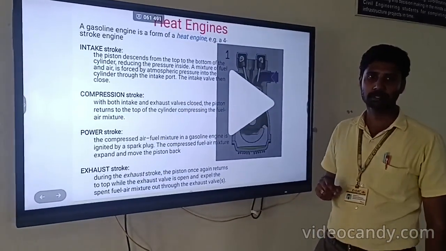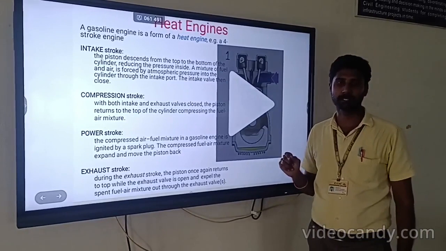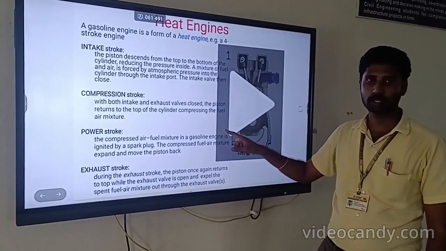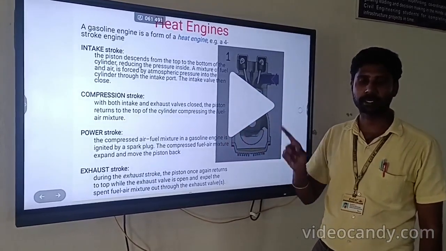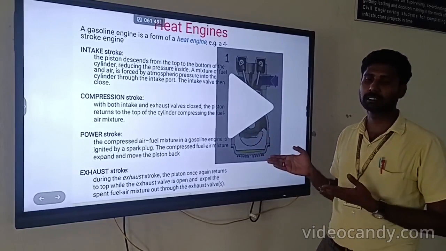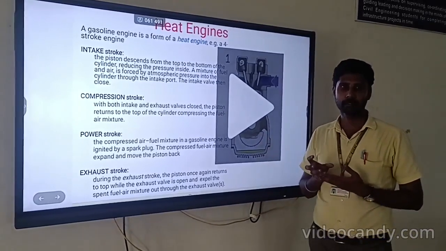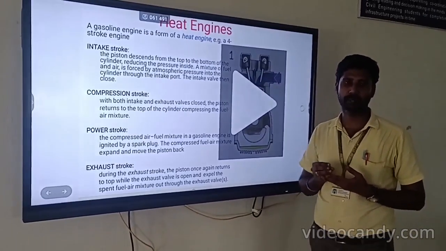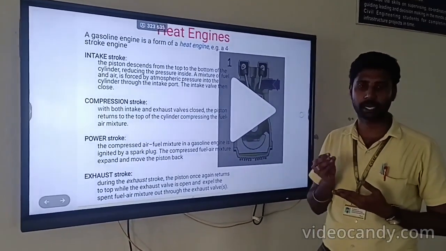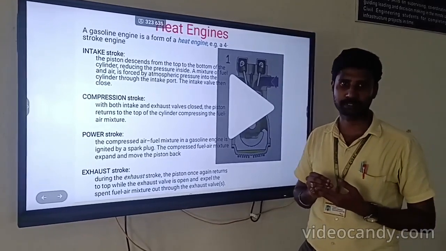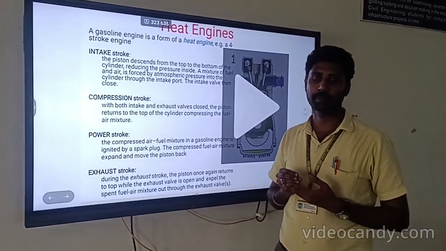Number 2, compression stroke. In this stroke, the piston moves from bottom dead center to top dead center. The valve positions: inlet valve and exhaust valve, both valves are closed. The already filled air plus fuel mixture will be compressed. The initial pressure and initial temperature of the air plus fuel mixture will be increased to reach pressure P2 and temperature T2.